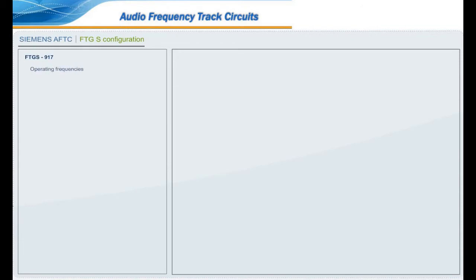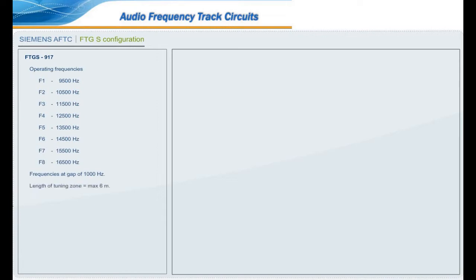FTGS 917 operating frequencies: F1 9500 Hz, F2 10500 Hz, F3 11500 Hz, F4 12500 Hz, F5 13500 Hz, F6 14500 Hz, F7 15500 Hz, F8 16500 Hz. Frequencies are at a gap of 1000 Hz. Length of tuning zone equals maximum 6 meter. Length of track circuit equals 30 meter to 220 meter end feed.